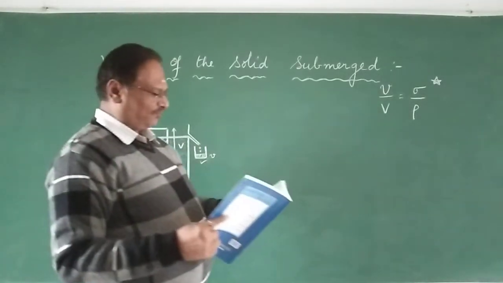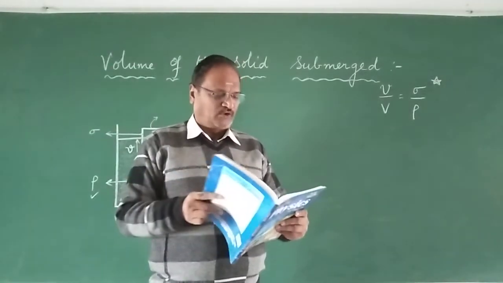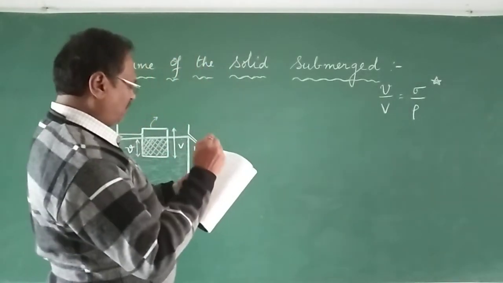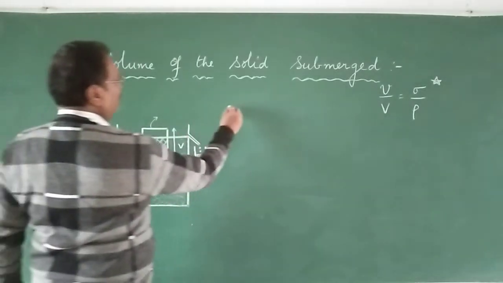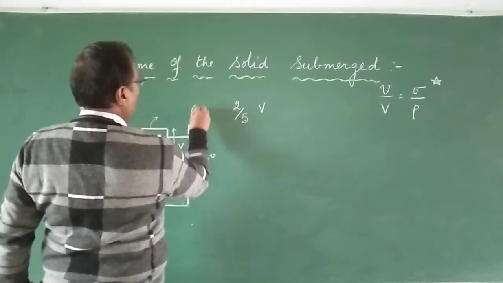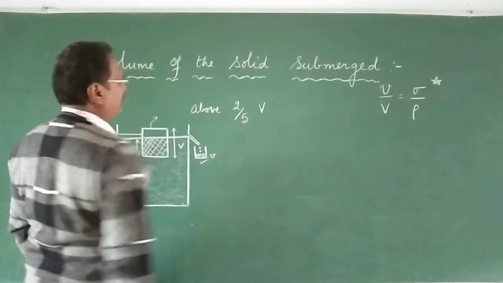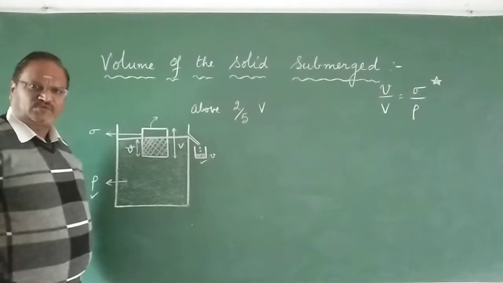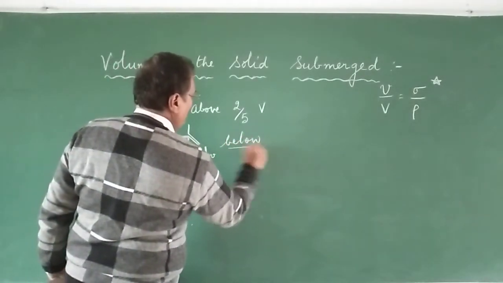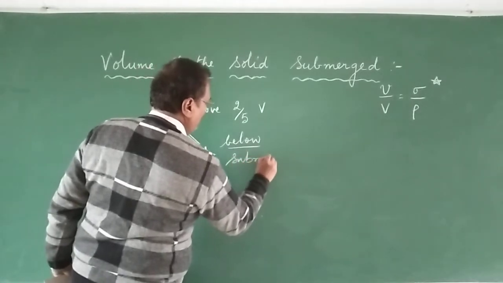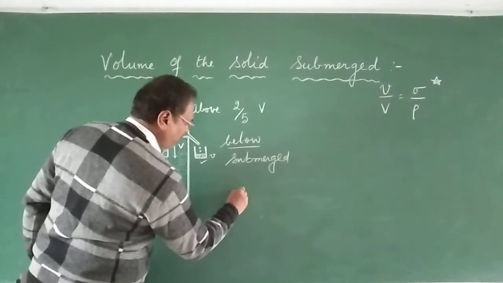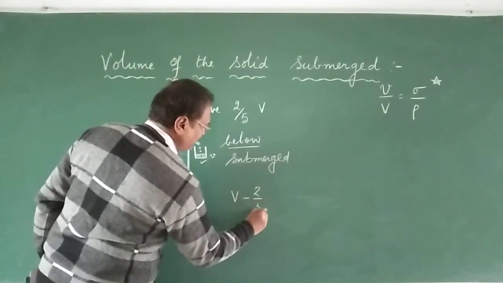This problem: a block of wood floats on water with 2/5 of its volume above the surface. If 2/5 is above, how much will be below, that is, submerged? The total volume is V.